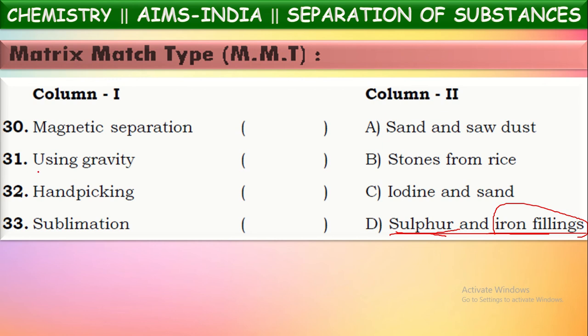Next, using gravity. Generally, this gravity method is used for the separation of mixtures in which one component is lighter than the other one. Say, in which mixture is one component predominantly lighter than the other? In the first option, we have seen sand and sawdust. In this, clearly we can say sand is the heavier component, whereas sawdust is the lighter component. Now we can separate this mixture by using the gravity method.